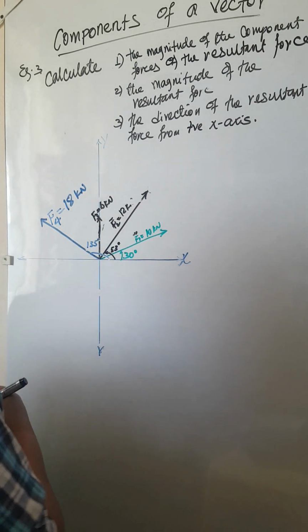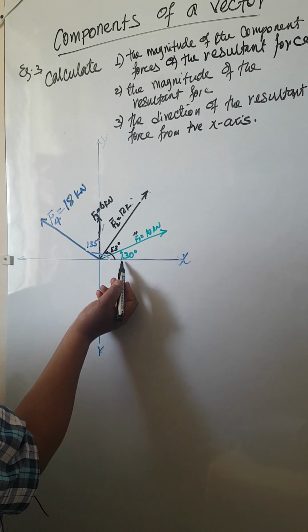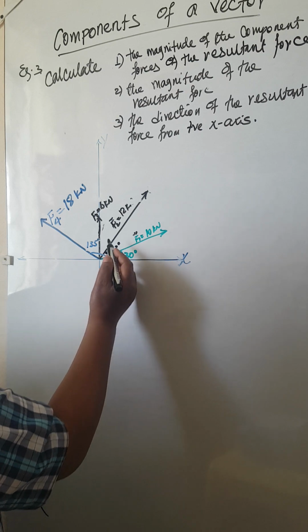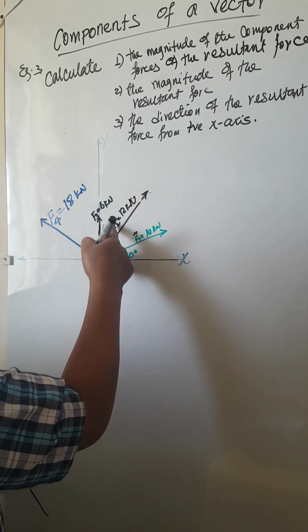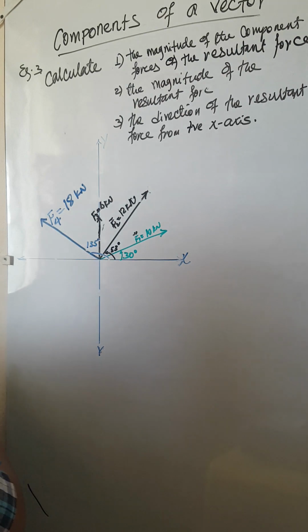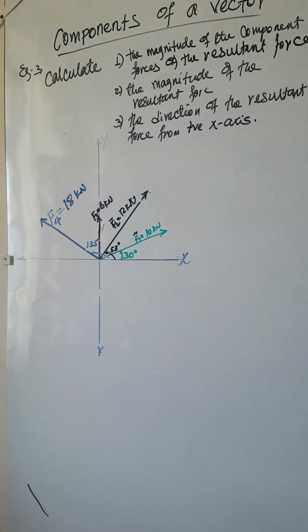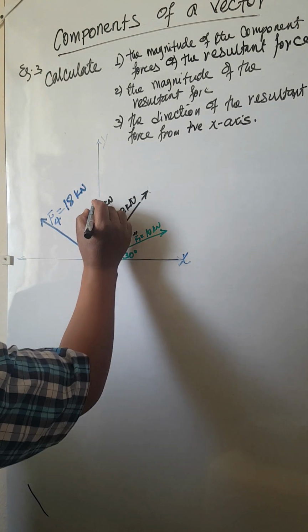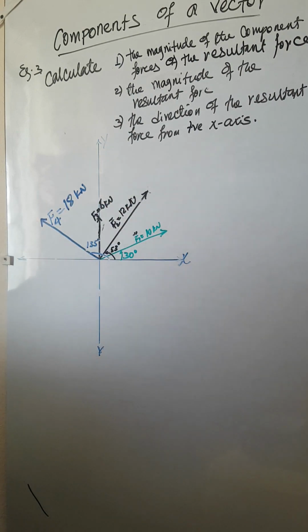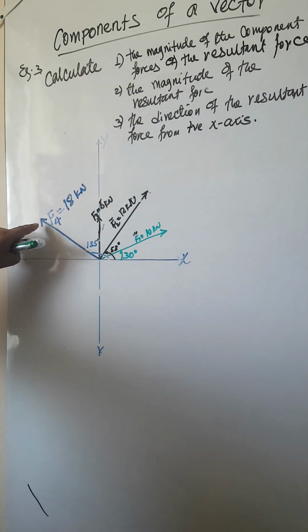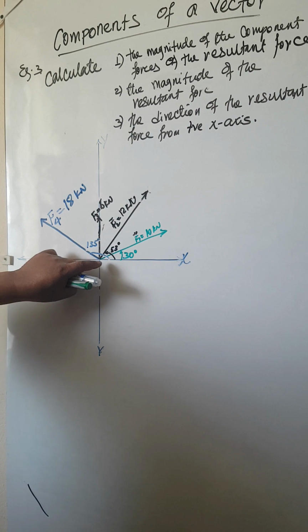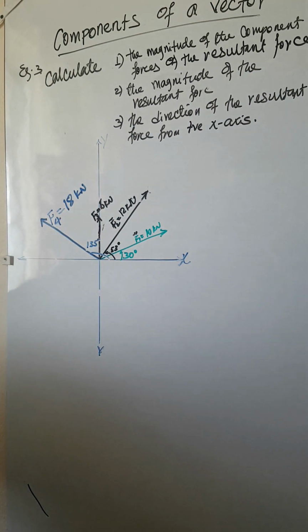Now here we have 4 different forces. A force of 10 kilonewton acting 30 degrees above the x-axis. A second force of 12 kilonewton acting 53 degrees from the positive x-axis. A third force, a 6 kilonewton force, acting along the y-axis. And here we have a force acting 135 degrees from the positive x-axis. All angles are measured counterclockwise.